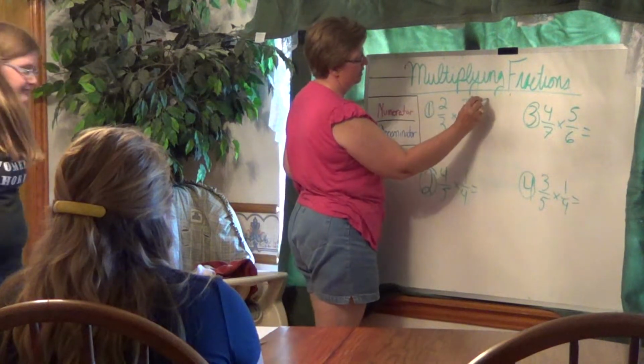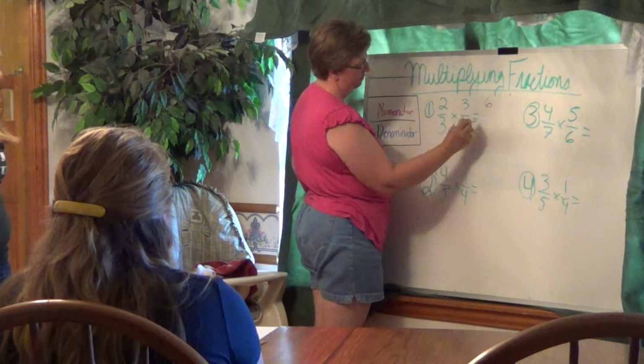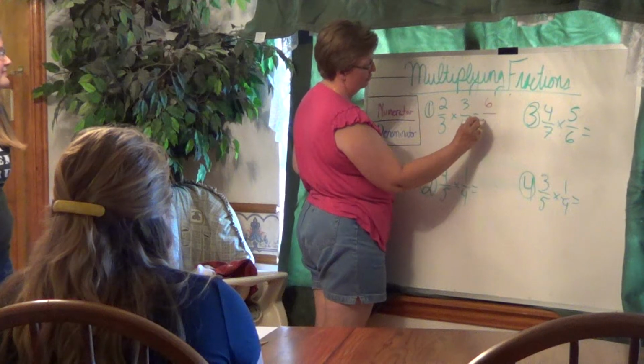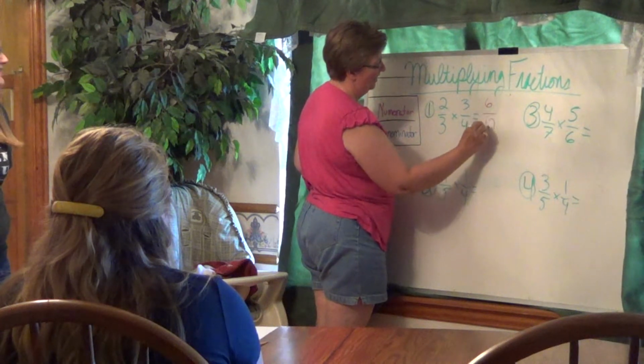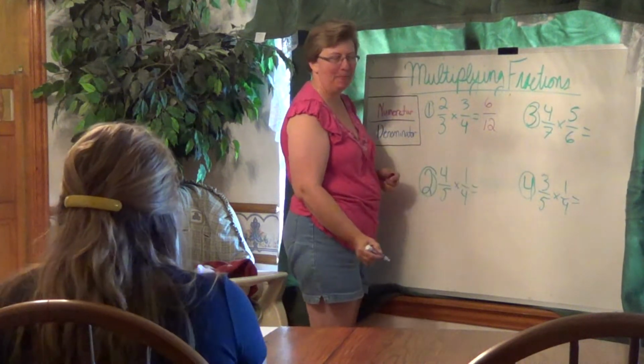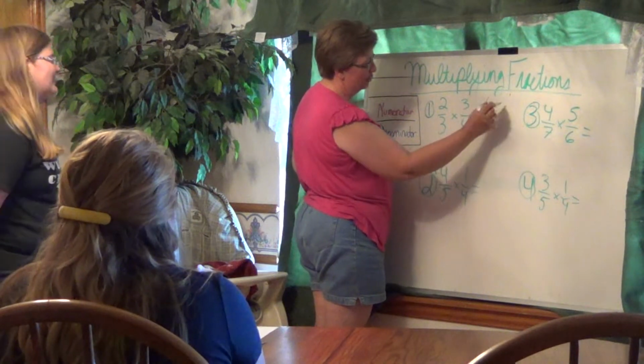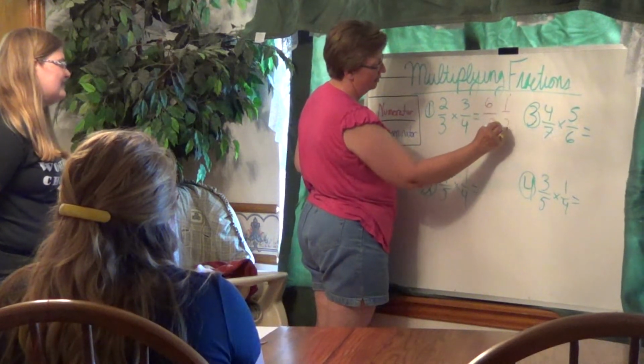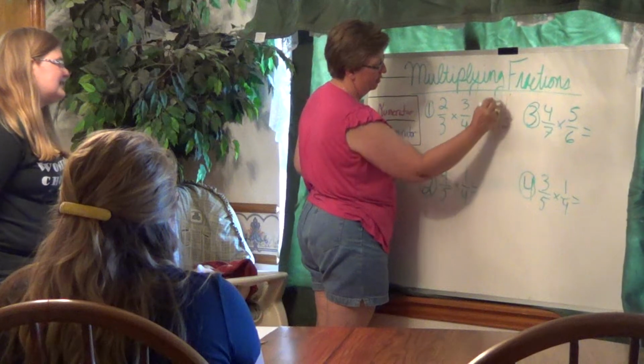3 times 3 is 6. 3 times 4 is 12. 6 over 12 reduced to 1/2. That would be the solution.